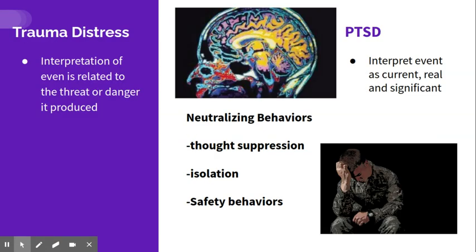So, trauma distress happens after a traumatic event in a person, and usually you have to interpret it and give it meaning. But someone with OCD will interpret that event and it will relate to how dangerous or threatening it was to them, which will then cause neutralizing behaviors. This is also similar in people who have PTSD, except that people who have PTSD interpret the event as current, real, and significant.